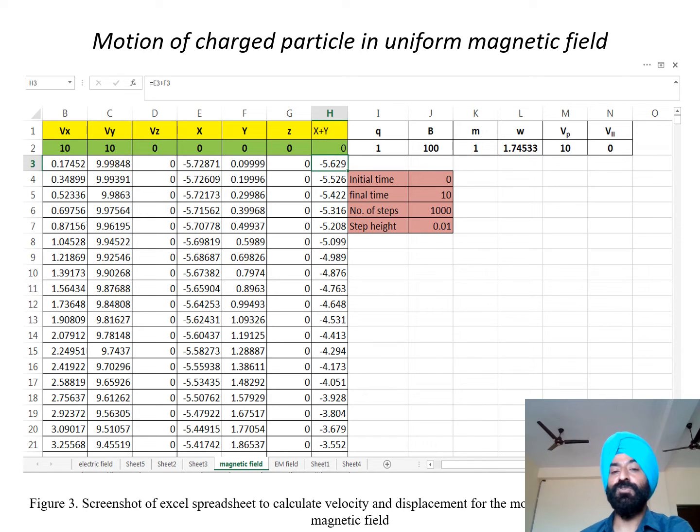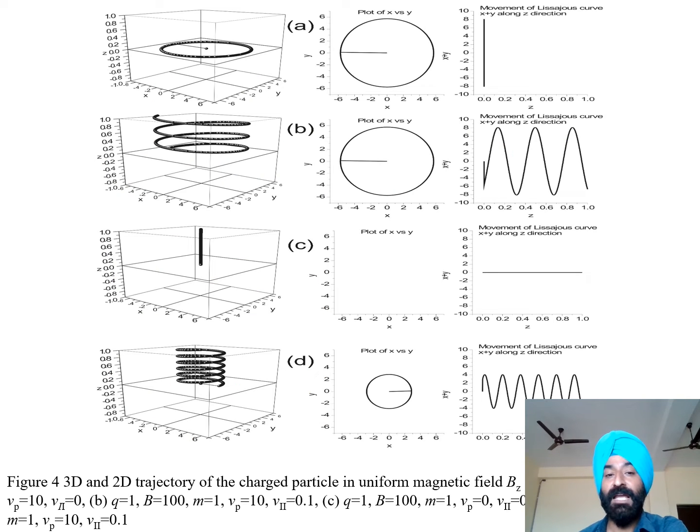Now you organize your sheet for a particle moving in the magnetic field. You give the value of your magnetic field, the particle's velocity parallel to the magnetic field, and perpendicular velocity to the magnetic field, and you find your x, y, z, as well as we can find the Lissajous curve by superimposing x and y displacements. Now here we find that when the particle is moving in a plane, it is just like your cyclotron motion. There is no force in the z direction.